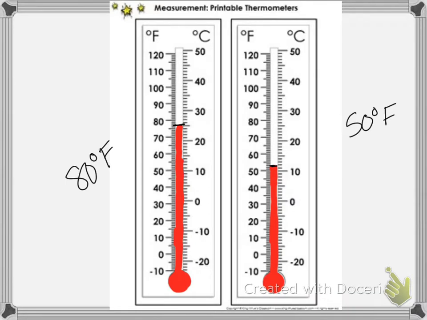And that's how we read a thermometer to the nearest 10 degrees. Make sure you look to see which 10 the line is closest to.